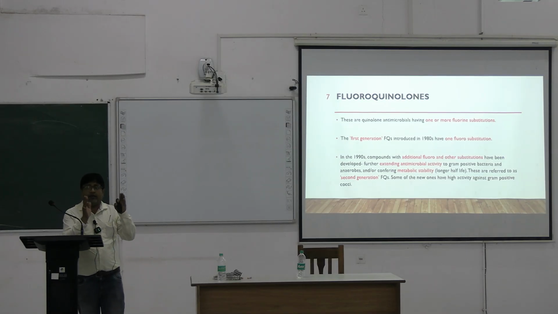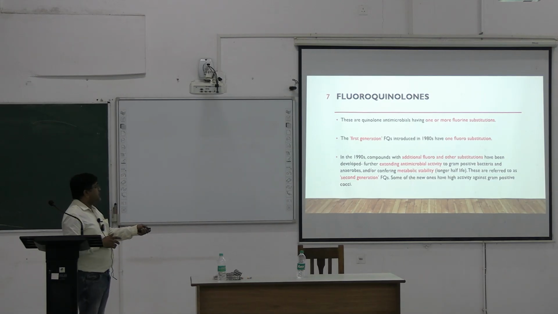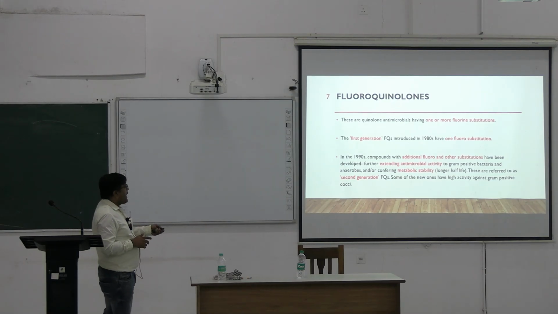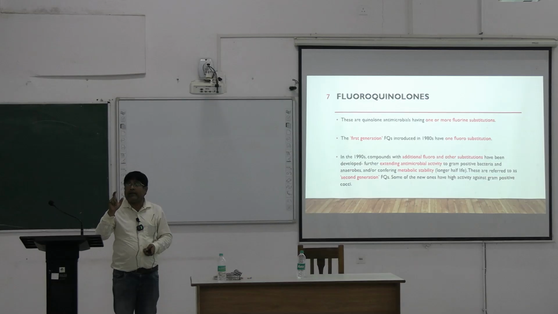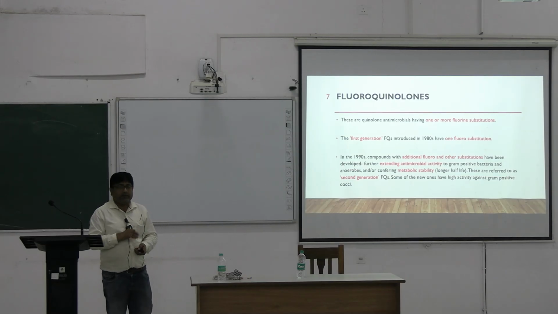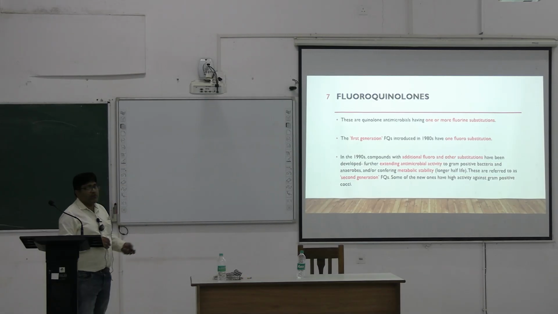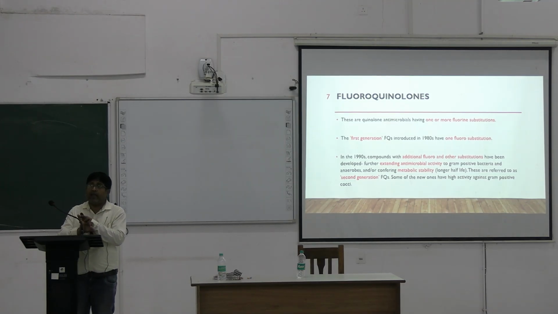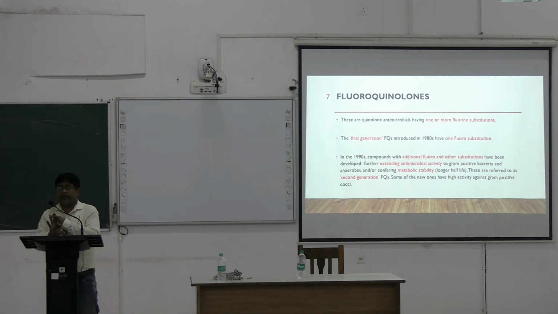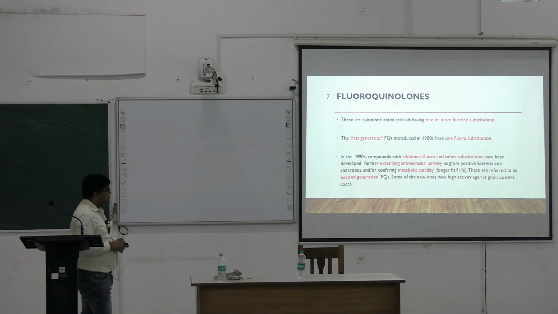They also included gram-positive bacteria and anaerobes, and conferred metabolic stability, having a longer half-life. So what is the advantage of adding the fluoride substitution? Number one, increasing the antibacterial spectrum. Number two, metabolic stability, that is having a longer half-life. They are referred to as second generation fluoroquinolones.